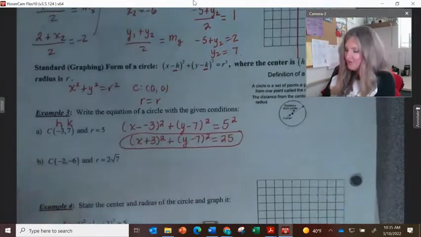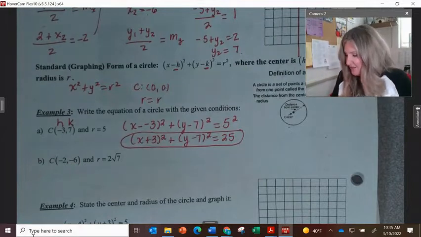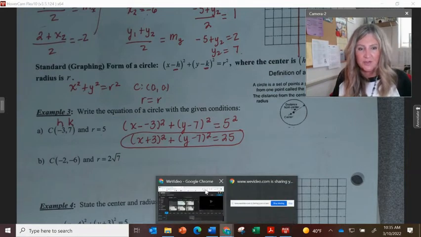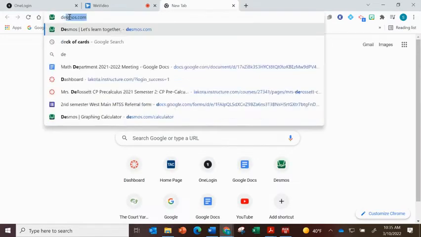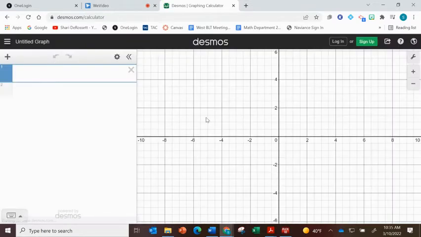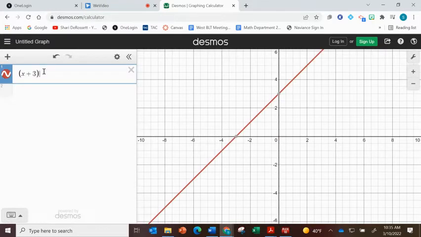That's going to be the circle that has a center of -3, 7 and has a radius of 5. Let's say that you are just not sure you did something right there. Go to Desmos. The nice thing about Desmos is it can actually graph non-functions. A circle is actually not a function, and that's because it doesn't pass the vertical line test.